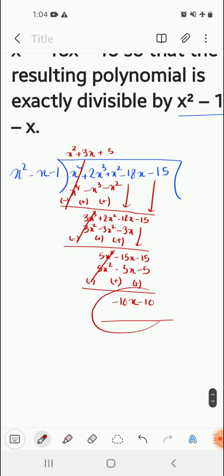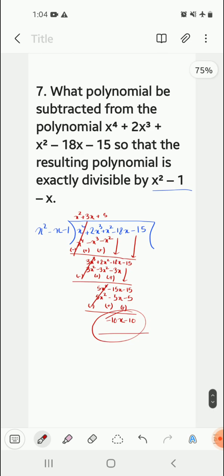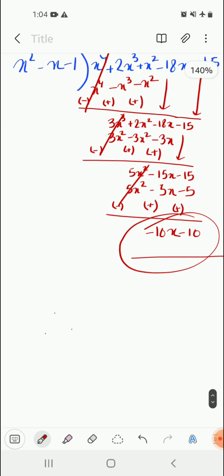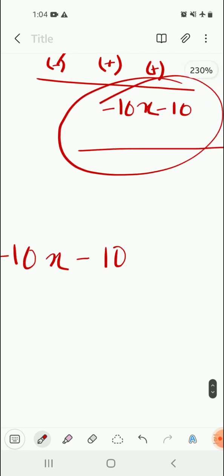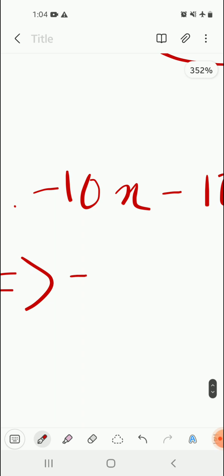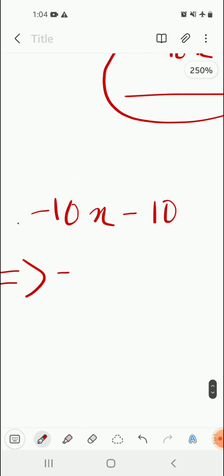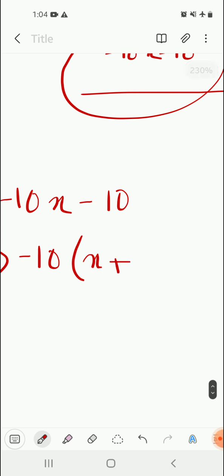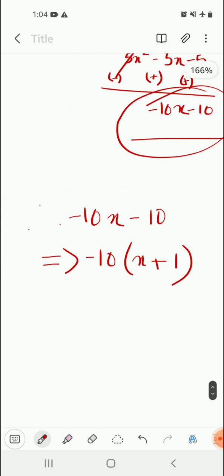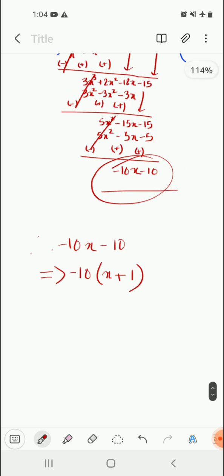So this is the number that is to be subtracted from this polynomial given to us so that it gets exactly divisible by this number. Therefore, minus 10x minus 10. We can also write it as take minus 10 as common and we can write x plus 1 here. It means the same thing. This is the number to be subtracted.